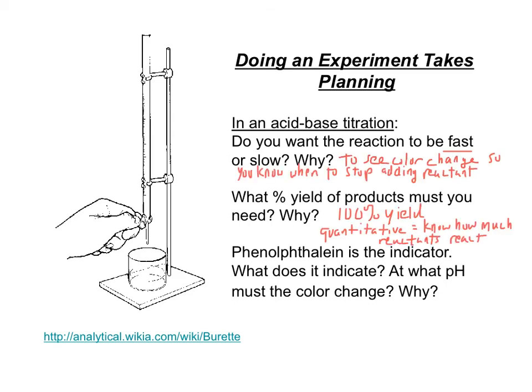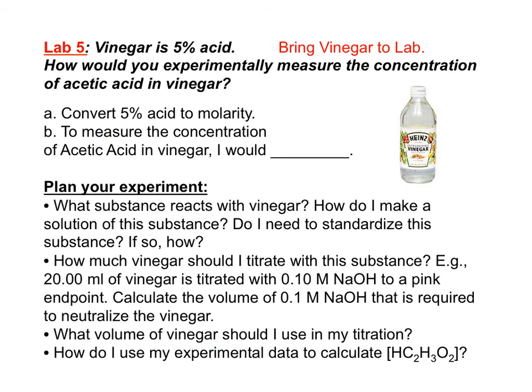And the answers are, for the last one, the base usually goes in the burette. Base is added to the acid in the beaker until the solution turns pink. At this point, all of the acid has been neutralized by the base. The vinegar label states 5% acid, but you want to do an experiment to confirm the acidity. Here are a few questions you can ask as you plan your experiment.